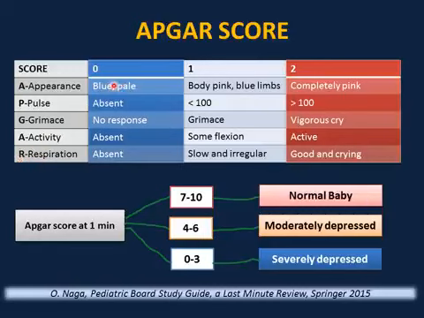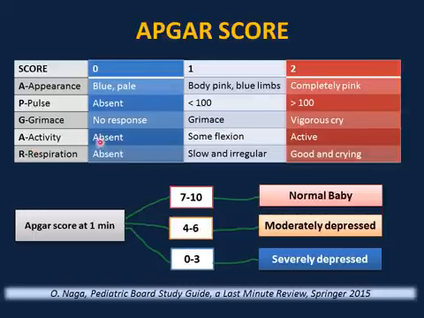So if the baby is blue, this is 0. Body is pink and limbs are blue, this is 1. Completely pink is 2. Pulse absent is 0, less than 100 is 1, more than 100 is 2. Grimace or reflex irritability: if the baby is already vigorously crying, this is 2. If the baby is not crying, insert a catheter in the nose. If there is no response, this is 0. If the baby is grimacing, this is 1. If vigorously crying, this is 2.